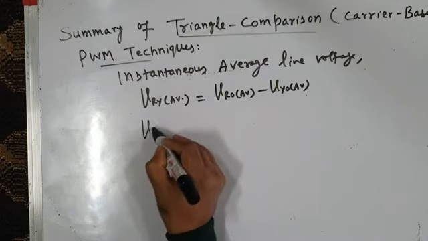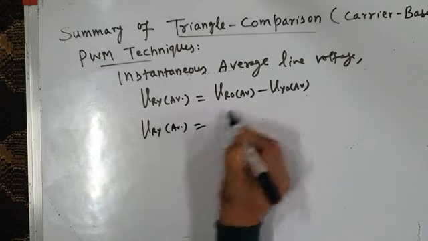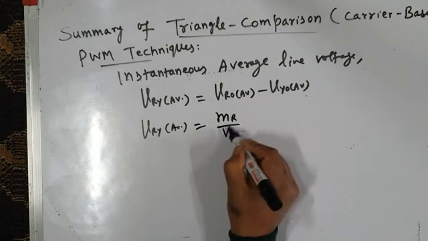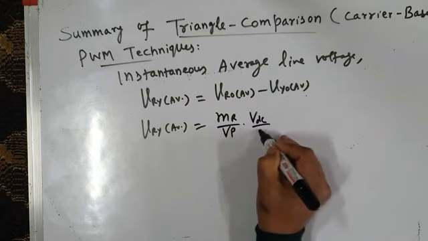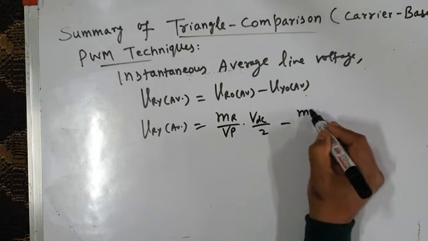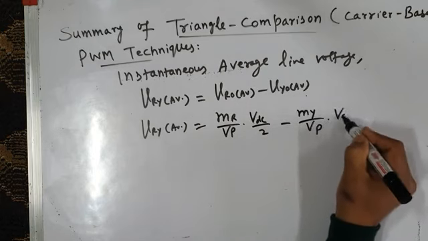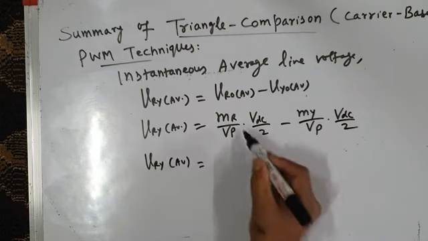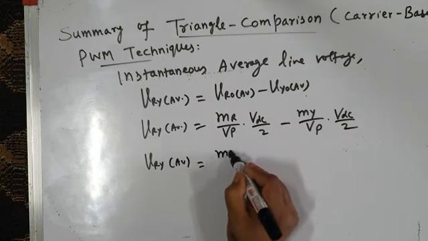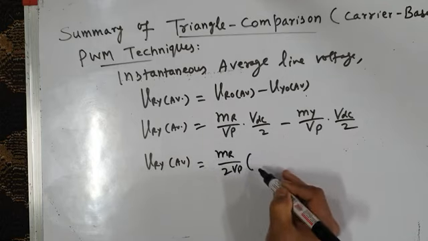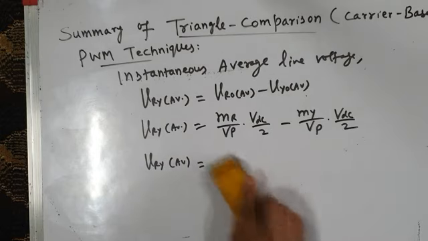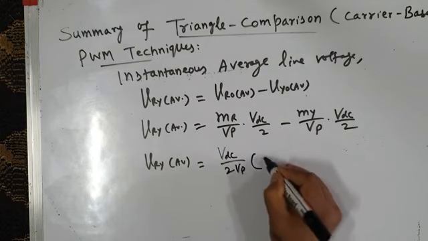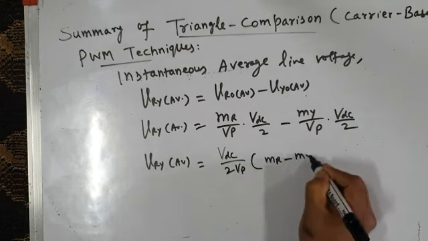And VRY average is equal to, what is VRO? Just a few moments back we have written VRO average is MR by VP into VDC by 2, minus what is VYO? This is MY by VP, VDC by 2. So line voltage VRY average is equal to, I can take VDC by 2VP common in both the terms. So VDC by 2VP, and what I get inside is MR minus MY.